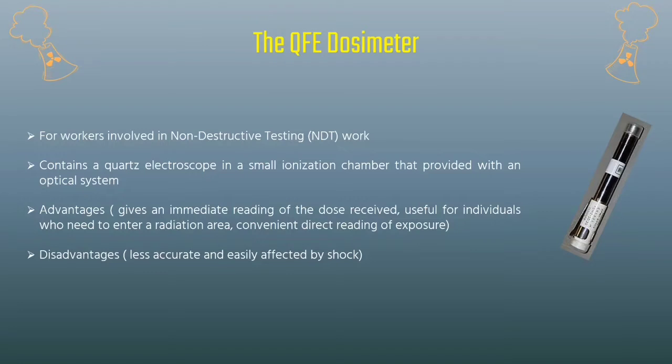It is used for workers in both industrial radiography and non-destructive testing work. The advantages of this dosimeter are that it gives an immediate reading of the dose received by the wearer, which is very useful for individuals who need to enter a radiation area to do a particular job. It is also a convenient direct reading of exposure. The disadvantages of this dosimeter are that it is less accurate than other dosimeters and is easily affected by shock.